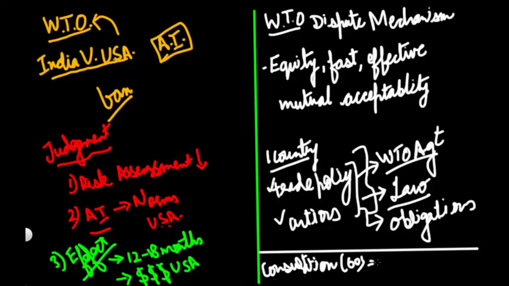But if this doesn't work, then they have to go into litigation. This process of litigation is a pretty long one. It may last from 9 to 12 months. Consultation, 60 days, is done quickly, and then litigation. And then after litigation, the process of implementation comes.